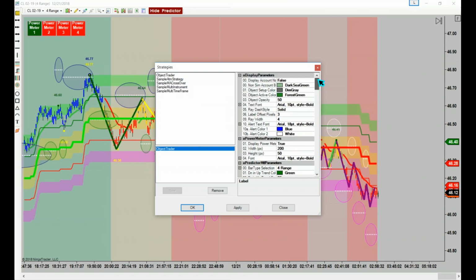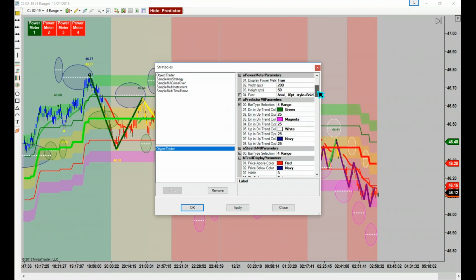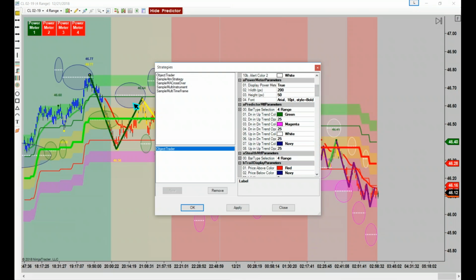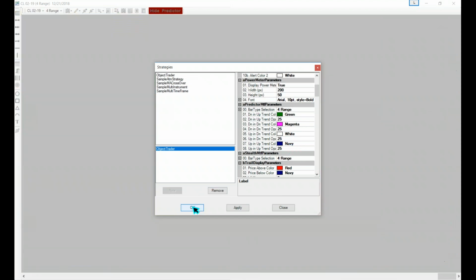And let's see. Should have everything set. Oh, and one thing real quick, by the way, too, if you ever get duplicate predictors or stealth, make sure that these parameters for predictor and stealth are set on 4 range. Otherwise they're not matching your indicator, which is exactly the same thing. Okay, and I've helped many people take care of that. All right, so let's go ahead and set this up.